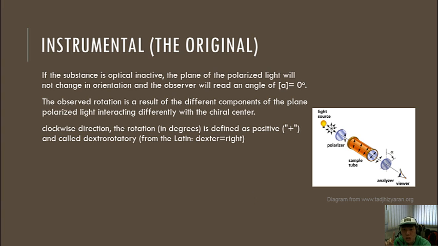Okay? Unfortunately, there's no direct correlation between the configuration, the D and L, in the Rosanoff denotations, and the R and S in the CIP nomenclature. Remember CIP? CM1121, organic chemistry, R and S of an optical center. So there's no direct correlation between the D, L and R, S of an enantiomer and the direction, plus or minus, positive or negative, in which they rotate the plane polarized light. No link.